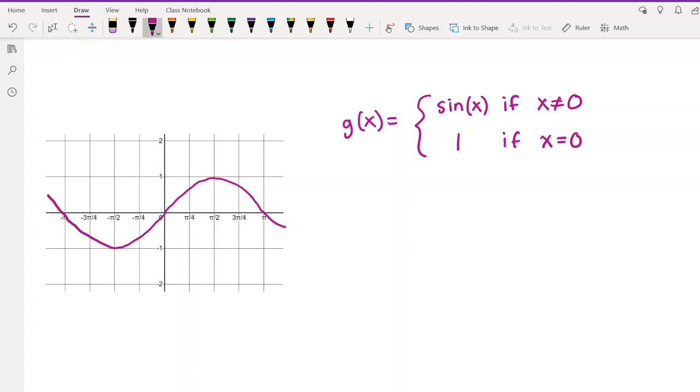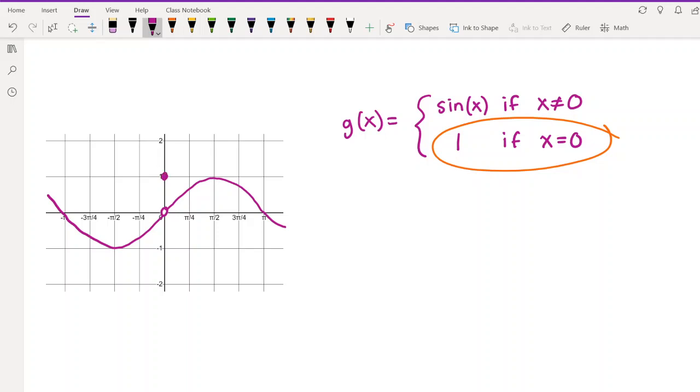And then I guess I didn't do a good job of this, so let me fix it. So there should be a hole at 0, right? Because it's specifically telling you not to use this function when x equals 0. And then what are we supposed to do when x equals 0? Well, we're supposed to use the second function. And so that means that we should have a point 0, 1. So that is our graph.